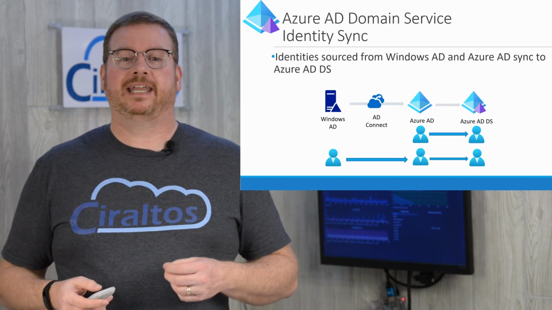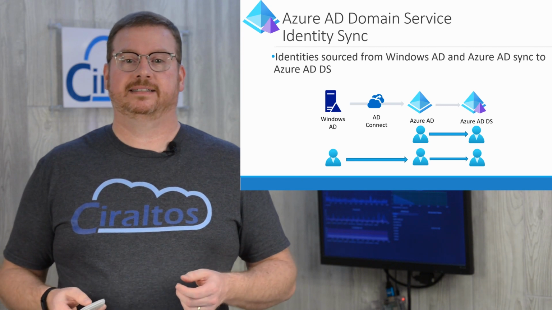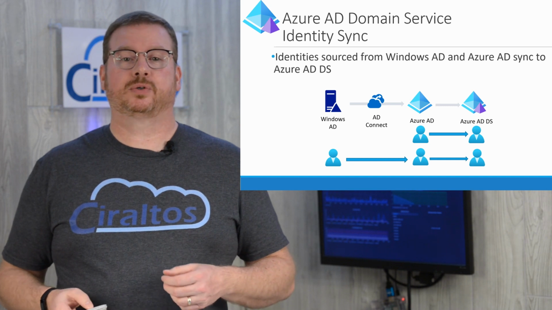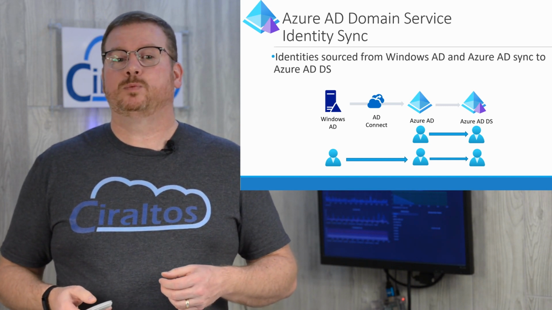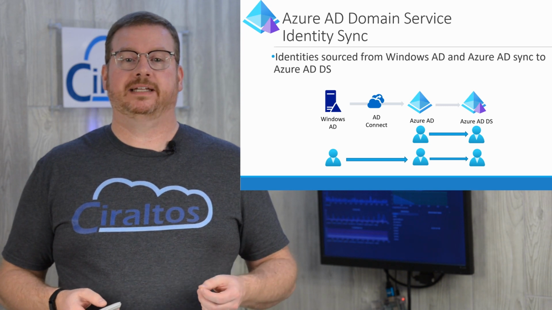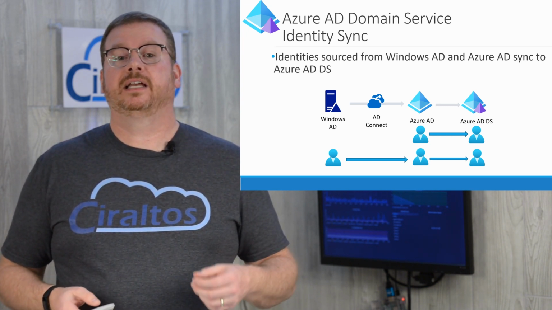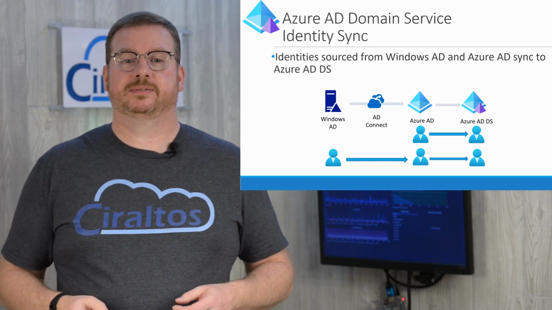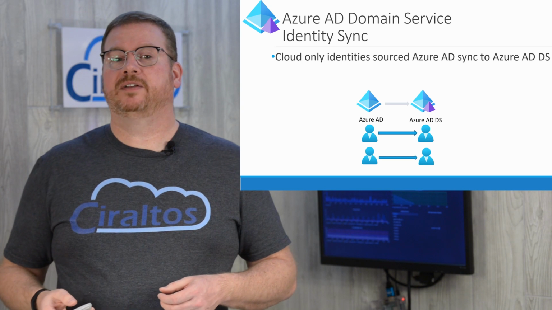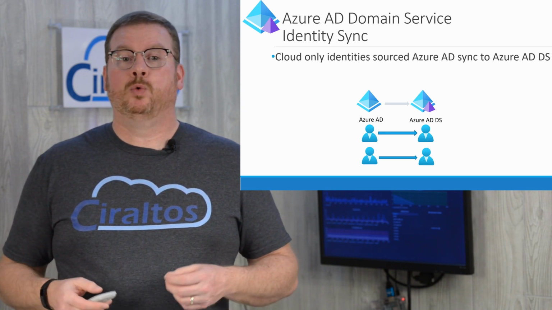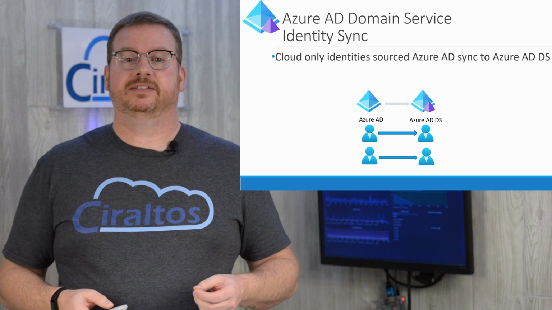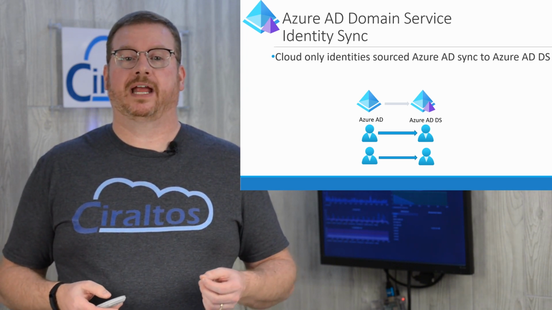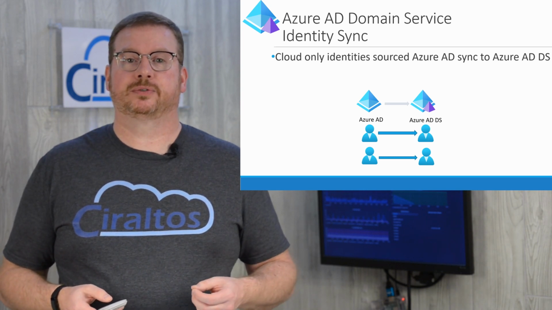In this video, I'm going to add Azure AD Domain Services to my existing tenant. This Azure AD tenant has a mix of cloud-only identities and identities sourced from Windows AD. Identities in Windows AD replicate to Azure AD, and identities in Azure AD, including those sourced from Windows AD, synchronize to Azure AD Domain Services. Windows AD is not a requirement for Azure AD Domain Services. Without Windows AD, Azure AD is the only source of the identities. Either way, Azure AD is the source for Azure AD Domain Services users and groups.